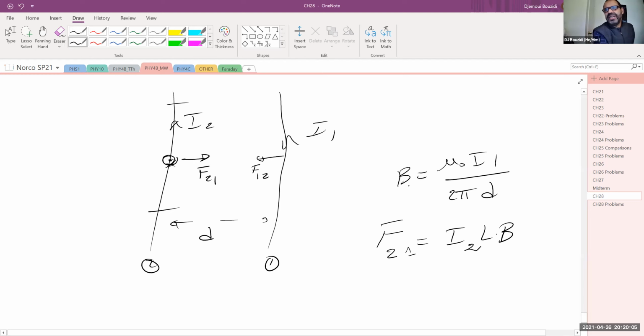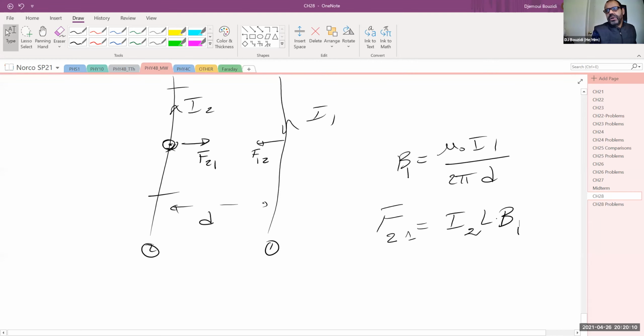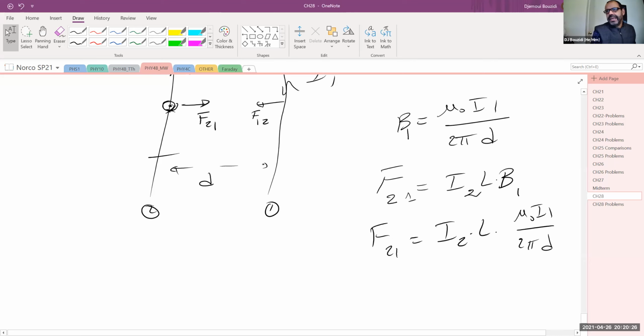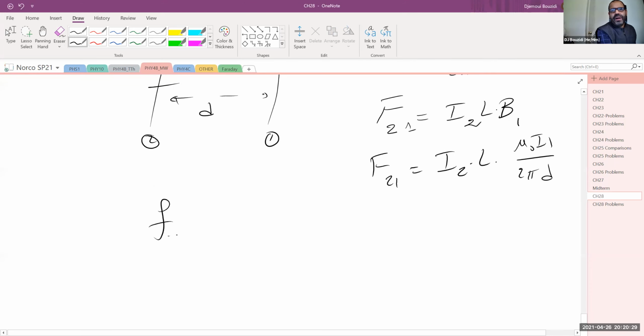So times the magnetic field at that point, and the magnetic field is due to 1, by the way. So this magnetic field is due to wire 1. If I substitute the values, F on 2 due to 1 is equal to I2 times L times mu naught times I1 divided by 2 pi times the distance between them. And by definition, I'm going to define the force per unit length, F21 per unit length. Because of course, if I take a mile-long wire subject to a magnetic field, it is going to be subject to a lot of force versus if I take just a centimeter of it.